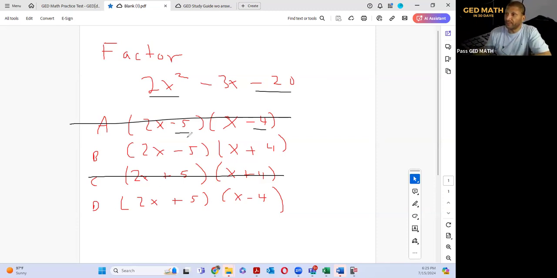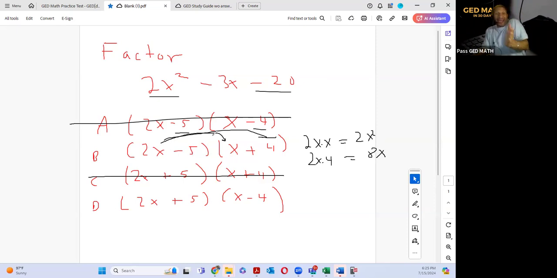But watch this. 2x times x is 2x squared. 2x times 4 is 8x. So I multiplied this first term by everything in the second parentheses. Now I'm going to repeat the same thing for the second term. Minus 5 times x equals negative 5x. And then minus 5 times 4 is negative 20.